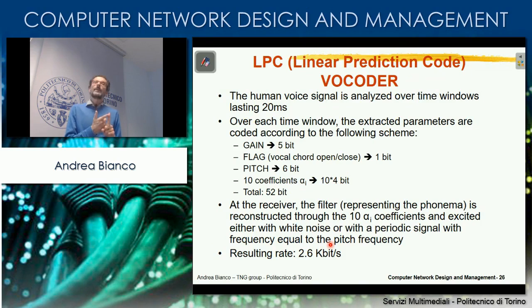You need to understand whether this phoneme is voiced or unvoiced, so whether you have generated it with the vocal chords or not, that's binary information. Then you have a given set of coefficients which represent this frequency characterization of the phoneme, and that makes a total of 52 bits, depending on the number of bits that the standard tells you to use for each of those values. What does the receiver do? The receiver rebuilds the filter through the coefficients. It sends to the filter, which is a passive device, an excitation signal which is either white noise or a train of pulses at the pitch frequency with the proper gain. And that's it.